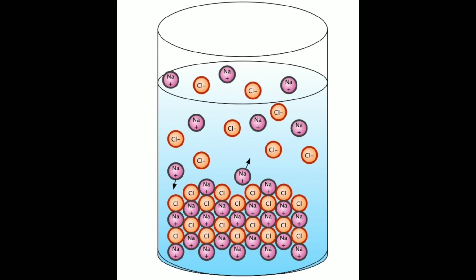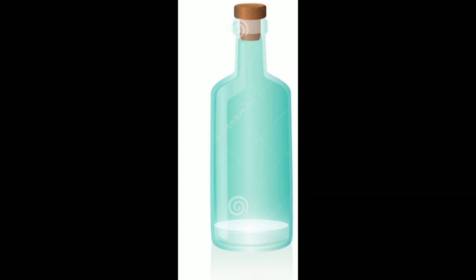Recall that at equilibrium, the rates are equal, but the concentrations are constant. Things look pretty boring once they reach chemical equilibrium. That is because the physical characteristics like density or color will be constant, just like the amount of water in this water bottle will be constant once the rate of evaporation equals the rate of condensation.